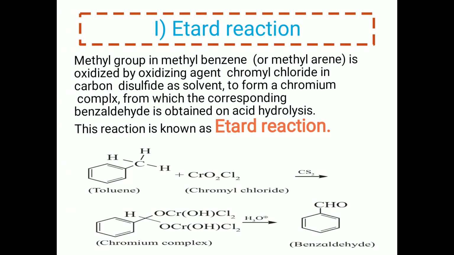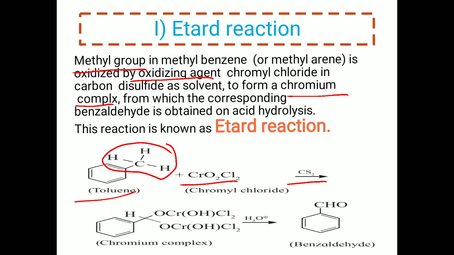The first one is the Etard reaction. In the Etard reaction, the methyl group, that is the CH3 group, in methyl benzene or methyl arene like toluene, here this is the CH3 group attached to the benzene ring known as toluene, is oxidized by an oxidizing agent like chromyl chloride, that means CrO2Cl2, in carbon disulfide, that is CS2, as a solvent. In some cases we also use carbon tetrachloride, CCl4, as a solvent, to form the chromium complex. Now this is the chromium complex.